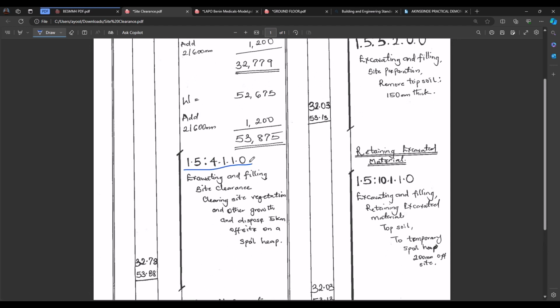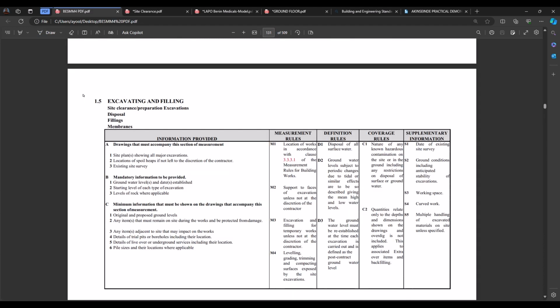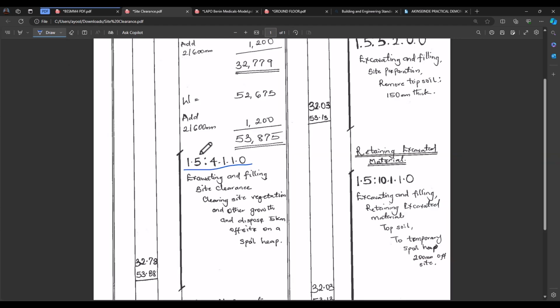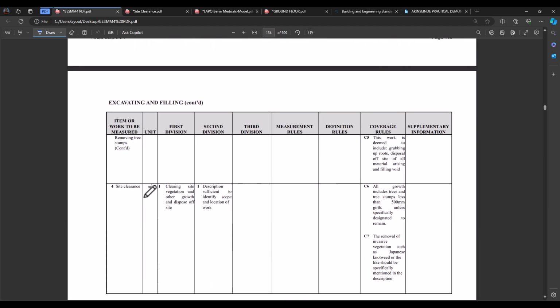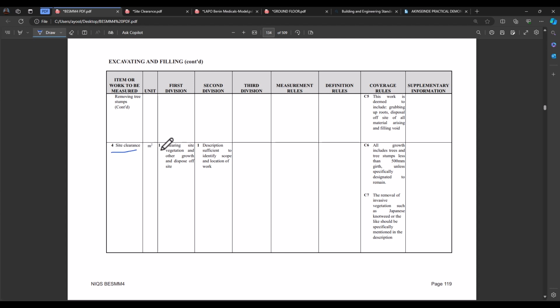This coding is from our BESMM, that's the Standard Method of Measurement. So we go through it together. This is the work we are presently doing. This is excavating and filling, that's 1.5. We have it here, excavating and filling 1.5. So let's go to site clearance. Site clearance here is measured in square meters. So we have site clearance, that's number 4.